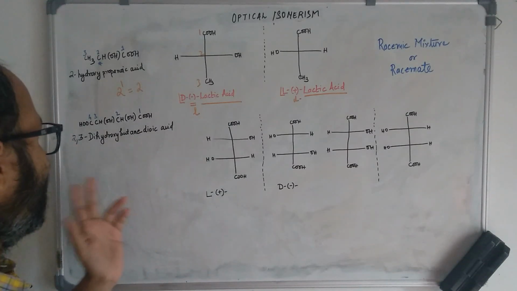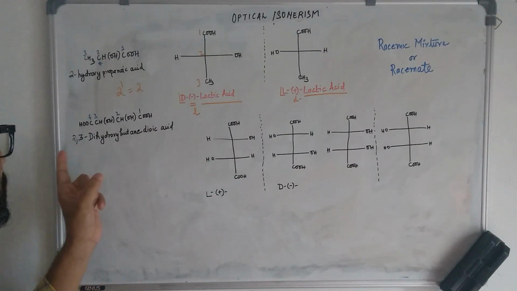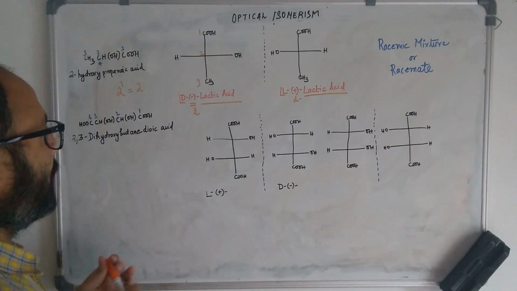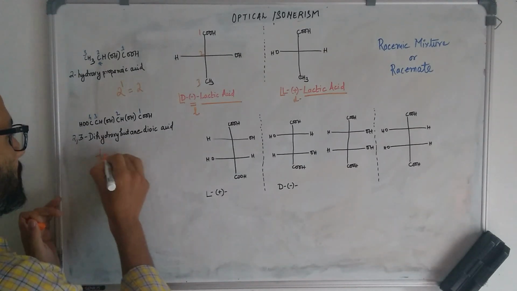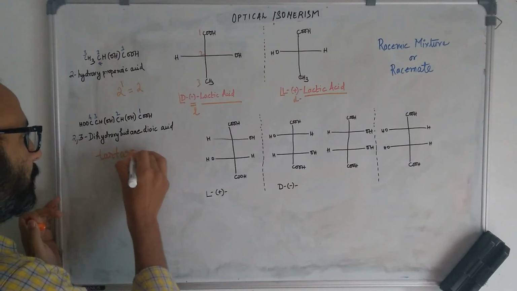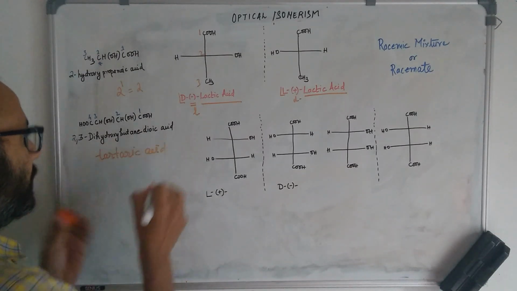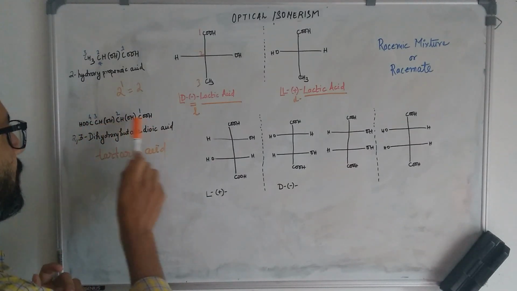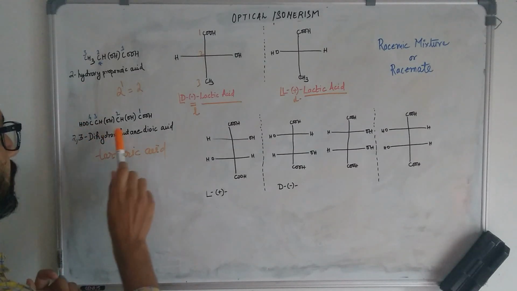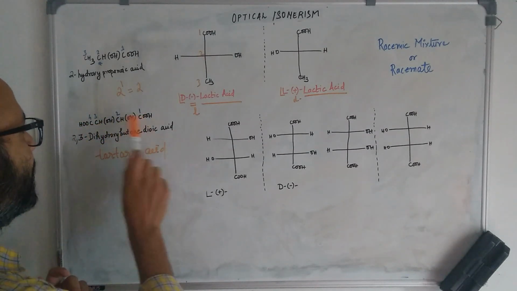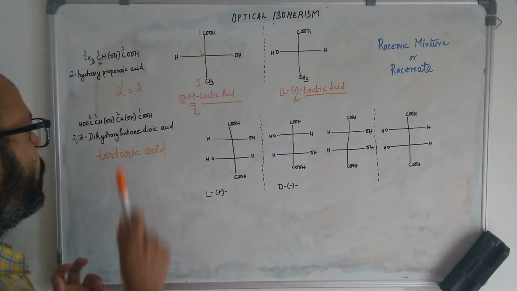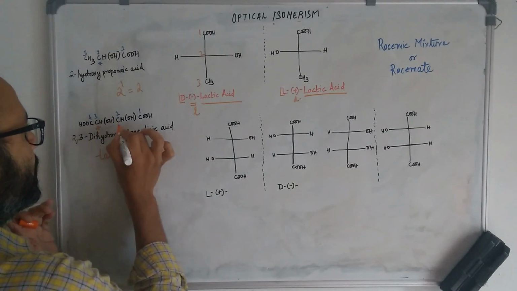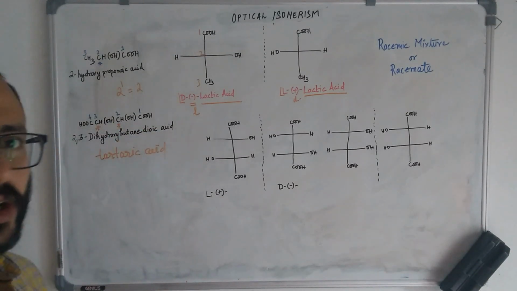Now coming to the second molecule that you have in your syllabus, and that is 2,3-dihydroxybutanedioic acid, which is nothing but your tartaric acid, which is there in your syllabus, tartaric acid. Now, here I have written the chemical formula. I have written the numbers 1, 2, 3, and 4. So it is 2,3-dihydroxybutanedioic acid. Now, again, we have 2 chiral centers present in these molecules, carbon number 2 and carbon number 3.